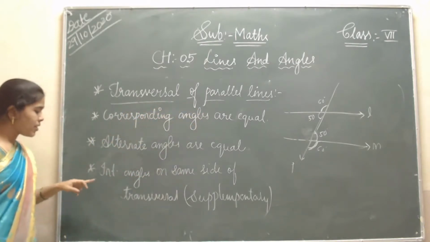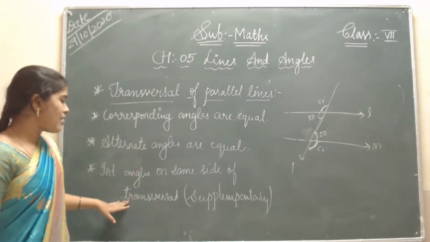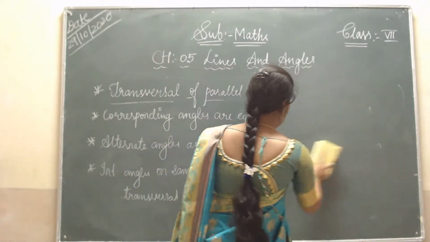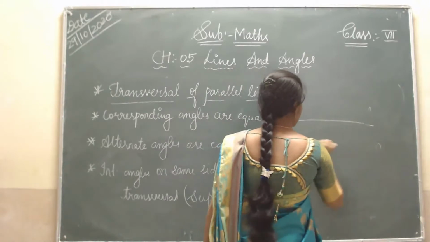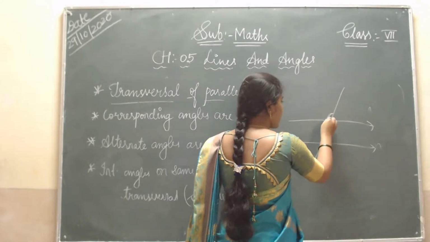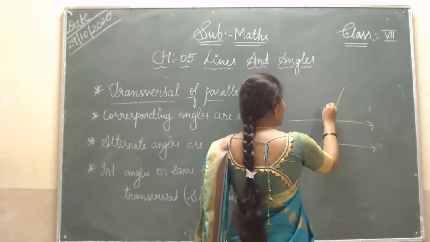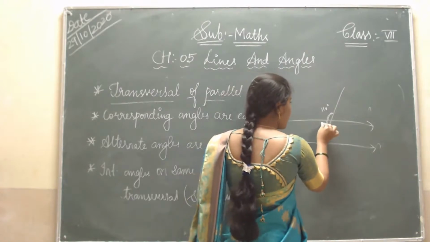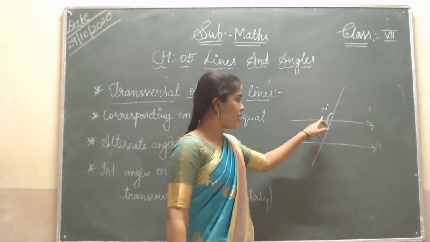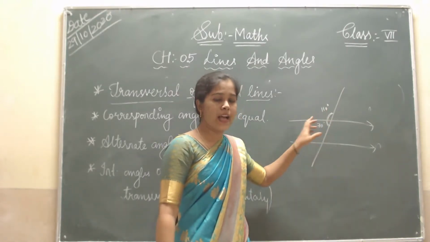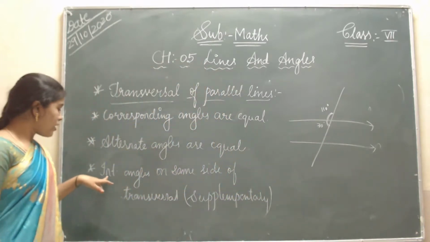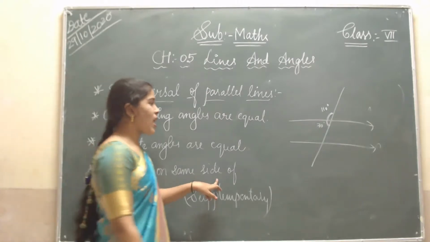Only on a transversal of parallel lines, keep in mind. Next, interior angles on the same side of the transversal are supplementary. See here, the last point. These are the parallel lines with this transversal, on the same side. If this angle is 110, then this angle is 70 degrees, because the sum of the two angles is supplementary. Supplementary angles means the sum of two angles is 180 degrees.